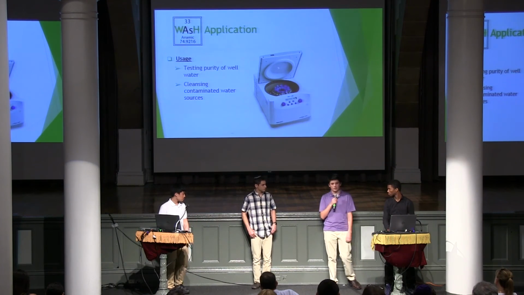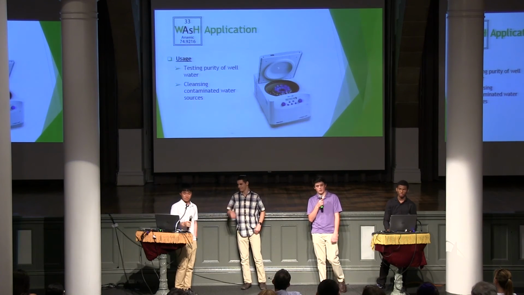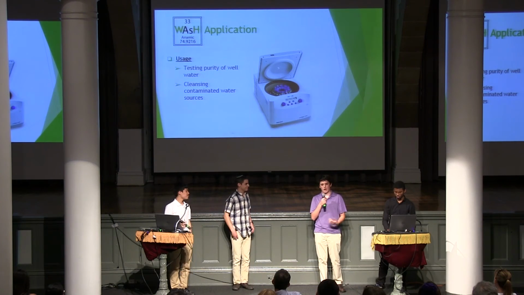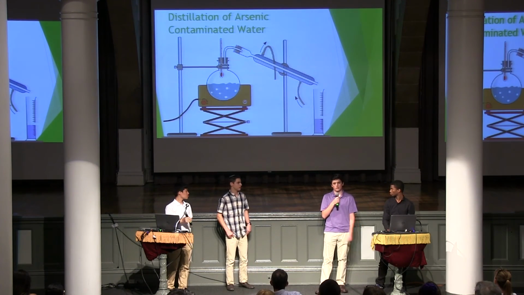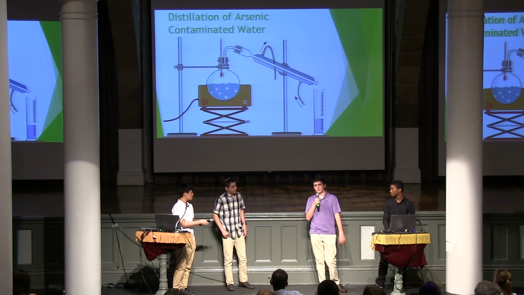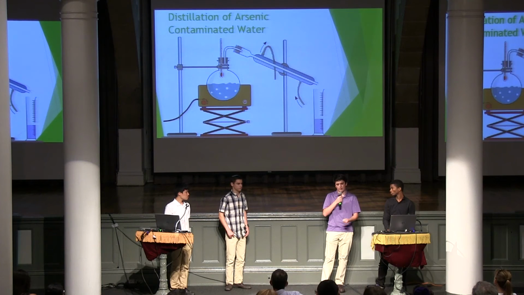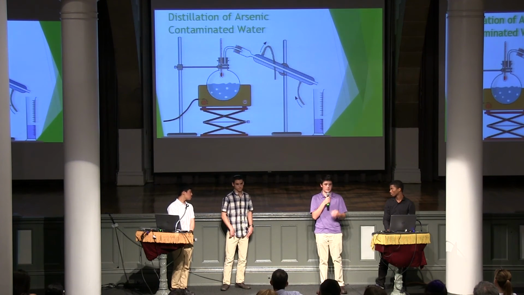So as Andrew said, the purpose of our product is not only to indicate that arsenic is present, but also to remove arsenic from solution so that we can create viable water for people to drink. And so our first idea was to use a centrifuge which will spin down the bacteria and allow for arsenic to settle at the bottom, which you can then remove. But we realized that this was relatively ineffective compared to distillation.